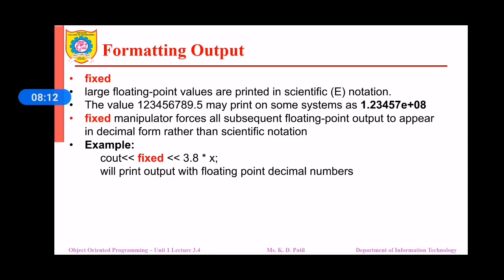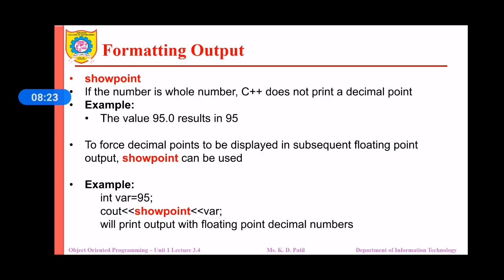Now x may have some value, so this fixed manipulator will help me to print the output with floating point decimal numbers. Let us see the next manipulator, that is showpoint. If the number is a whole number, C++ does not print a decimal point. For example, if I have a value as 95.0, then only 95 will be displayed on the screen. It will not be displayed as 95.0. But showpoint will force the decimal point to be displayed in the subsequent floating point outputs.